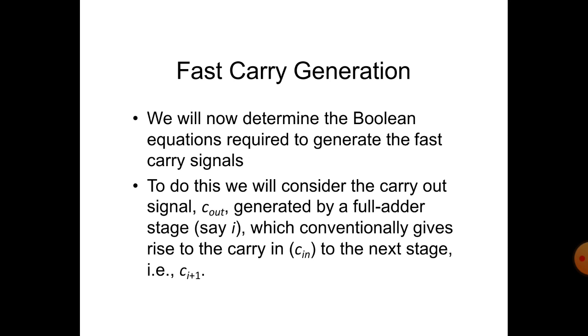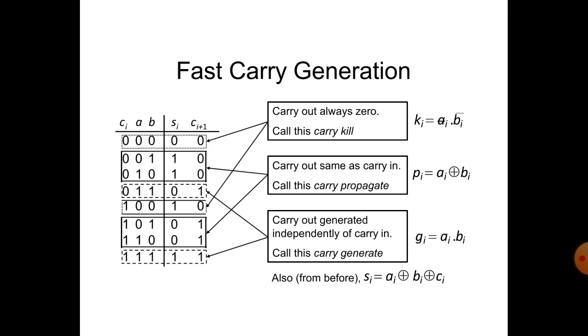So this is the fast carry generation, and we will now determine the Boolean equation required to generate the fast carry signals. To do this, we will consider the carry out signal C out generated by a full adder stage, which conventionally gives rise to the carry in C in to the next stage, that is C(i+1). And this figure shows the fast carry generation. Here we have a full adder with inputs A, B, C from 000 to 111. We have a sum and carry.